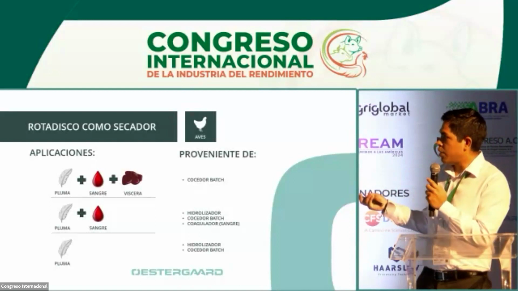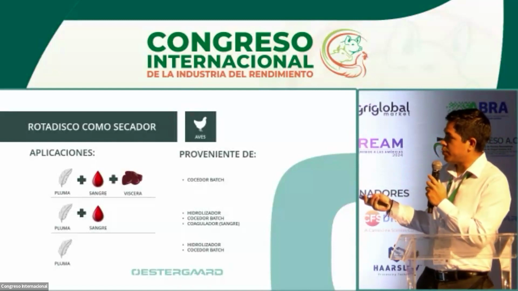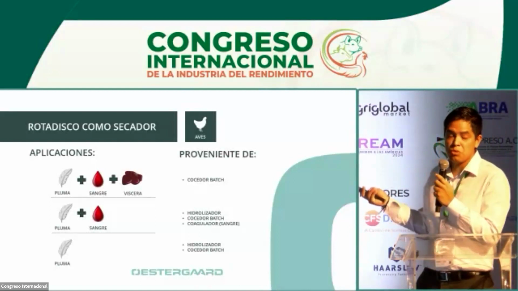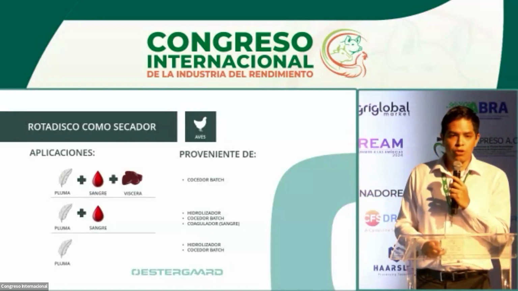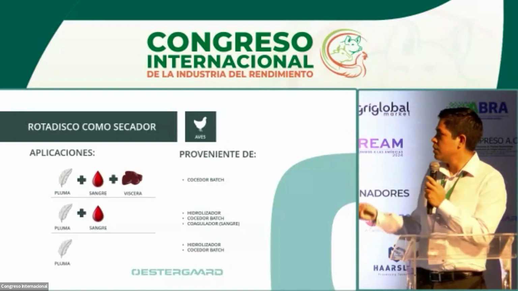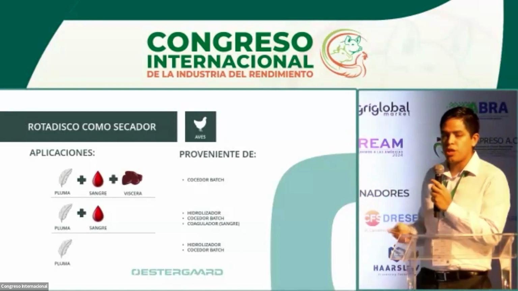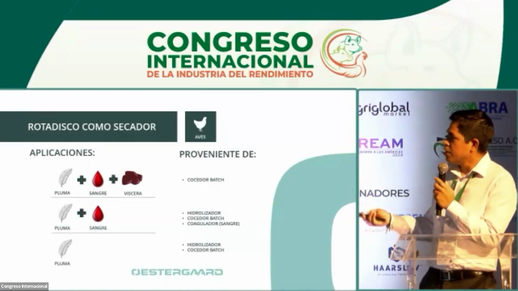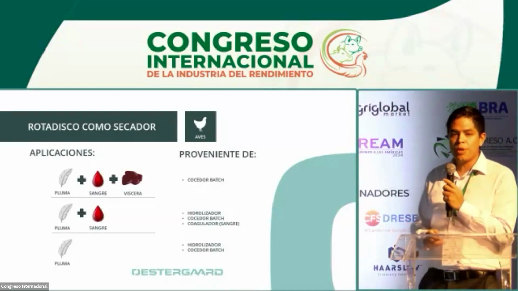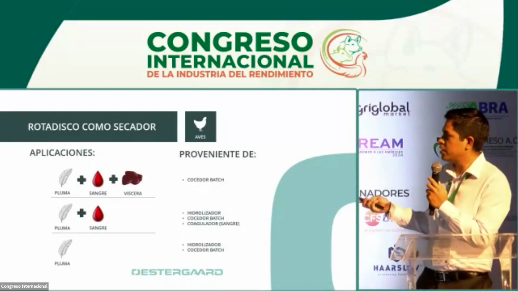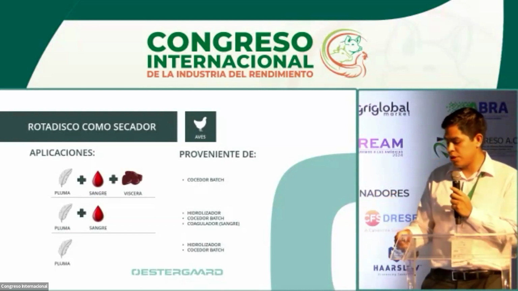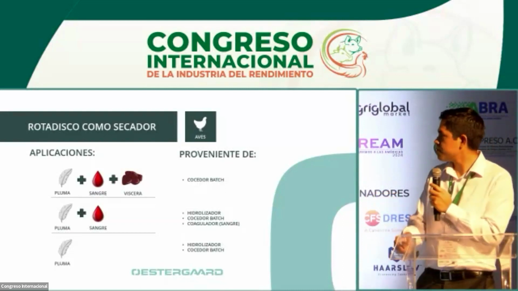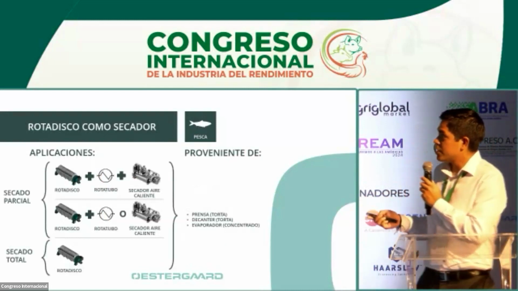Second would be feathers and blood. Likewise, the feathers can go through a hydrolysator or a batch cooker and then be placed into the dryer after going through a coagulation phase. Third application, well, simply drying feathers, likewise having previously gone through the hydrolyzation process or through the batch cooker.